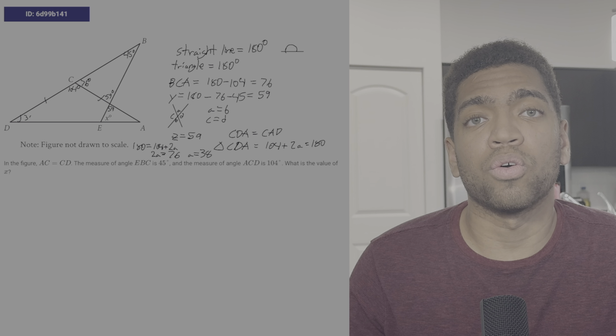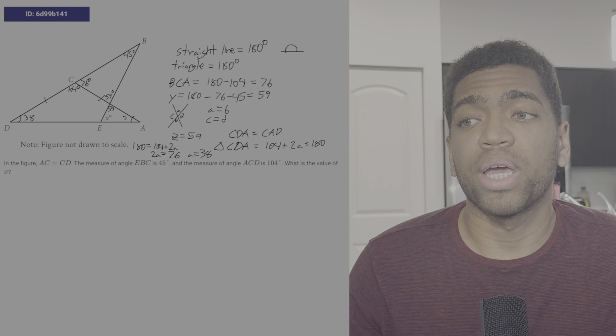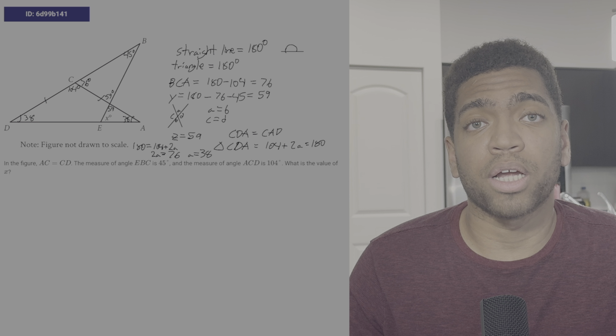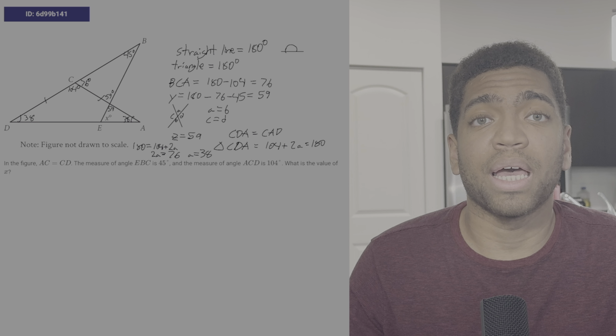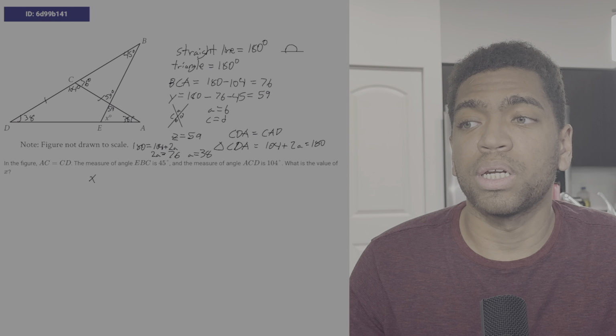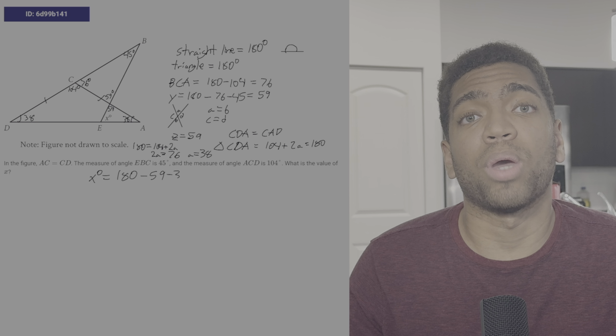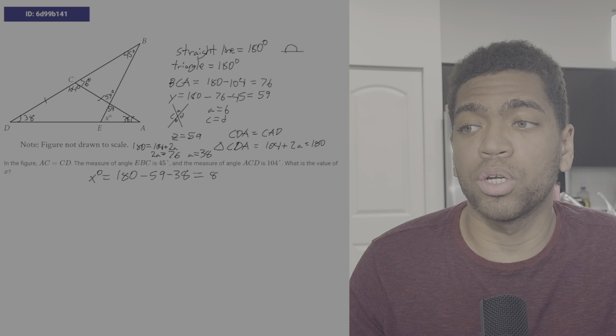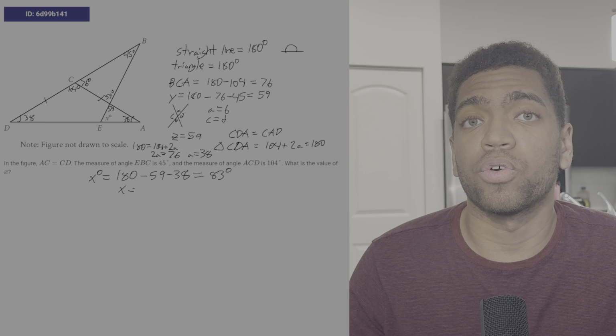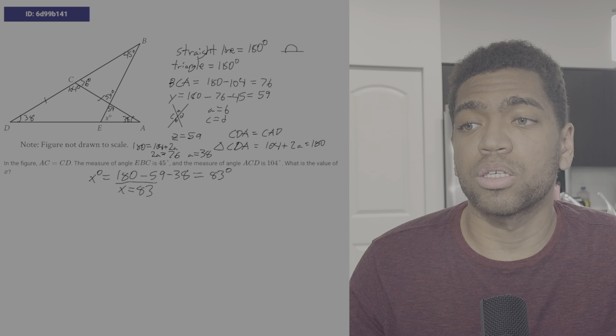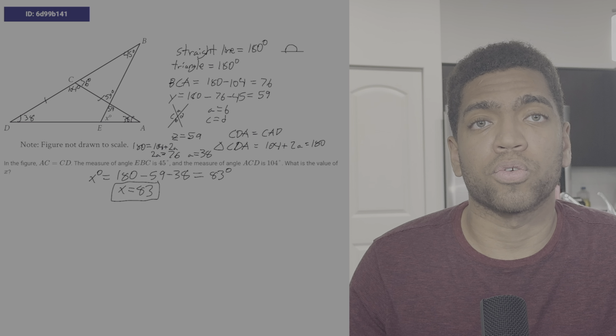Now, in the triangle that contains angle X, we have both of the other angles in that triangle, which means angle X is going to be equal to 180 minus 59 minus 38. That's going to give you 83 degrees, which means 83 degrees is the final answer for the measure of angle X. So X is going to be equal to 83, final answer.